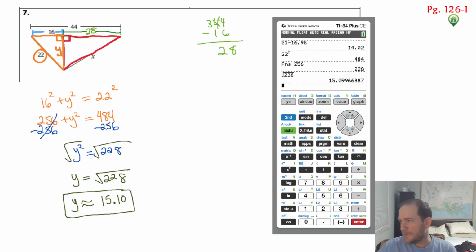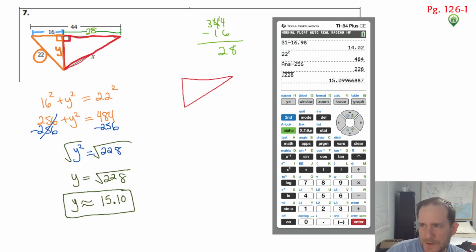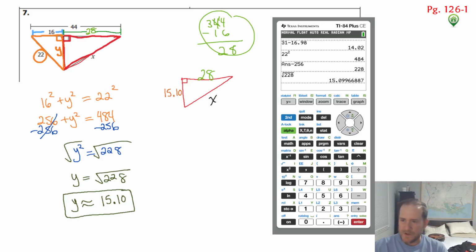Okay, but remember that's not the end. What we're really supposed to be solving for is x. So now, if you grab this red right triangle and kind of just pull it out, what we really want to solve for is x, which is the hypotenuse here. We did the math earlier up here in green to figure out that this side was 28. And then we just did the math over here for this orange dimension, this vertical side called y. And we know that's 15.10.